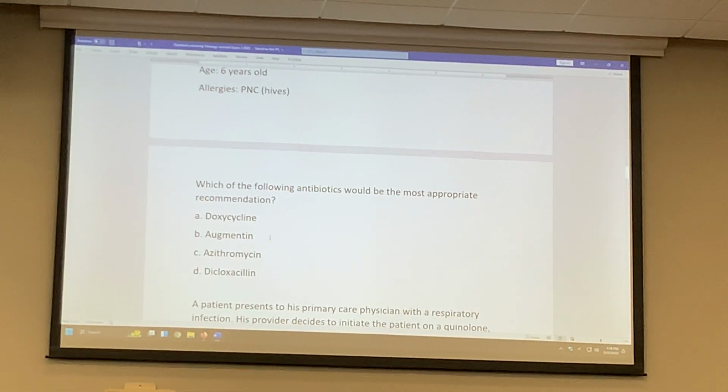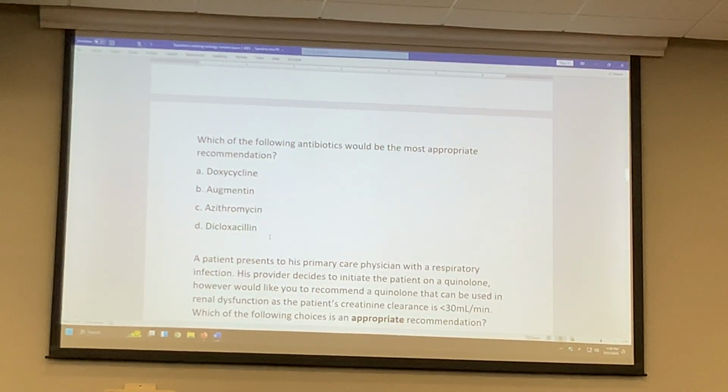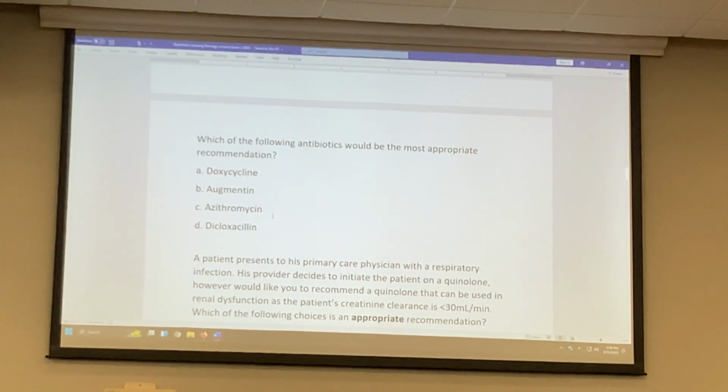Augmentin wouldn't be a good choice. One more would not be a good choice. D, dicloxacillin, is another penicillin, right? So know the drugs. So which one is the only option here? C, azithromycin, macrolide, right? Okay, good.